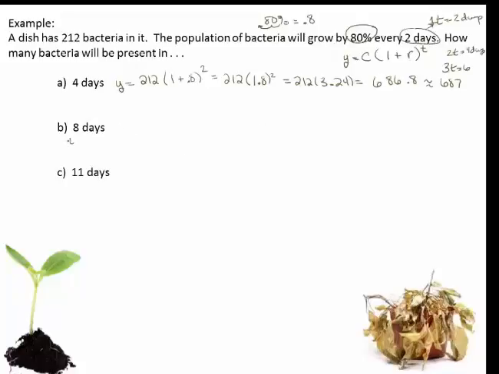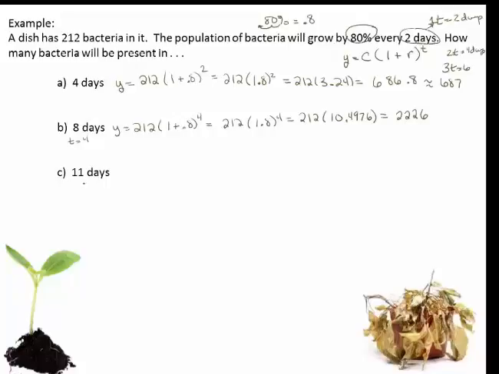In 8 days, t will be 4. So I will set up the same equation, 1 plus 0.8, except this time to the fourth. So 212 times 1.8 to the fourth. So I need to do 1.8 to the fourth first. That gives me 10.4976. Multiply that by 212. And at this point in time, we'll have 225.5, so 226 bacteria, because again, I can't have part of a bacteria.